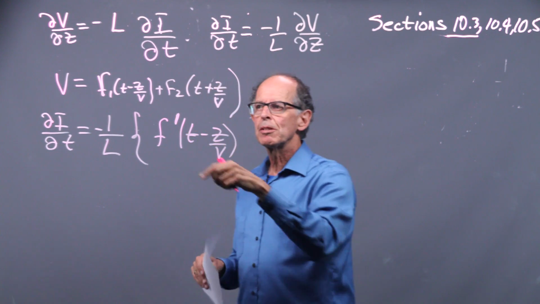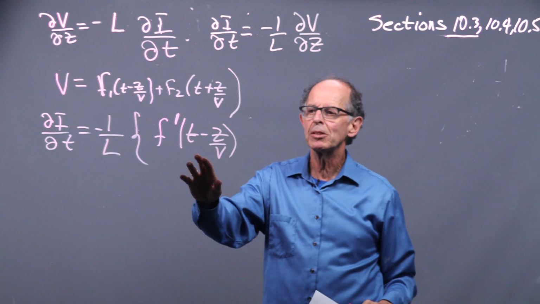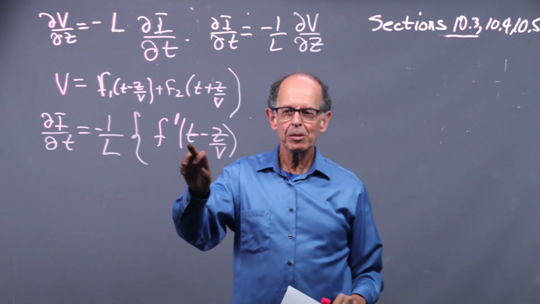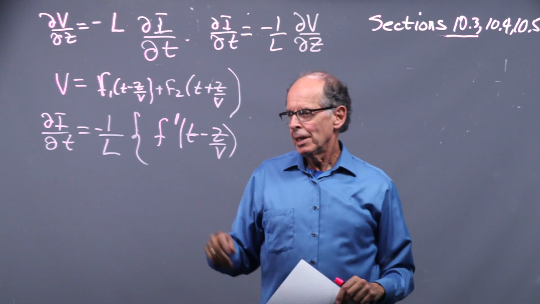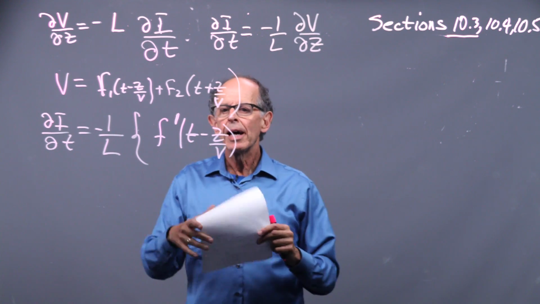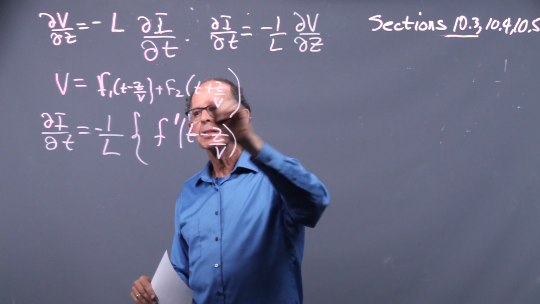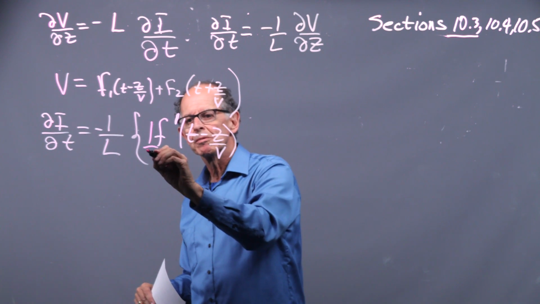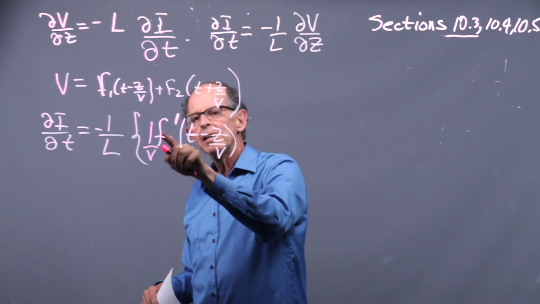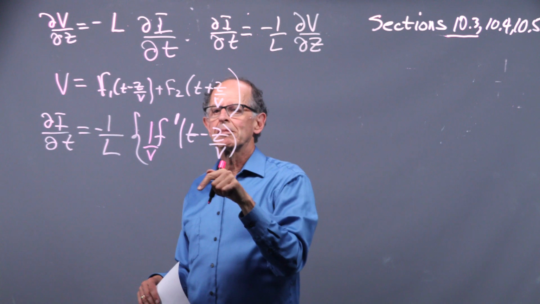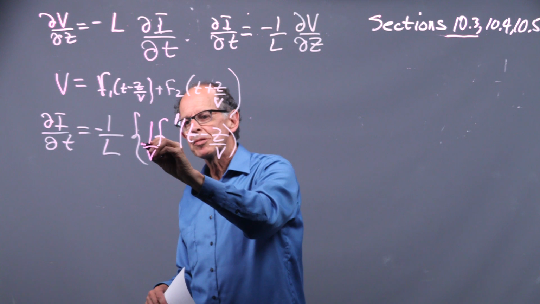So this means differentiate with respect to t, but we use the chain rule. It's df, the argument, dt, but the derivative of t minus z over v with respect to t is 1. So that's fairly easy. And now we also have the derivative in terms of z, where we have 1 over v, right? So dv dz is df, the argument dz. So that's from the first term, and there should be a minus sign here.